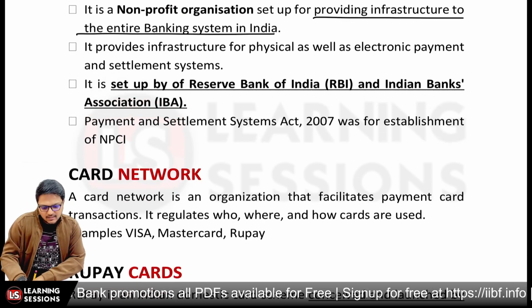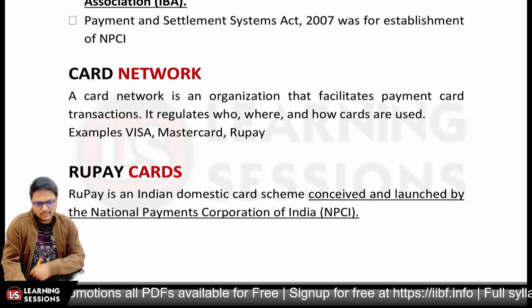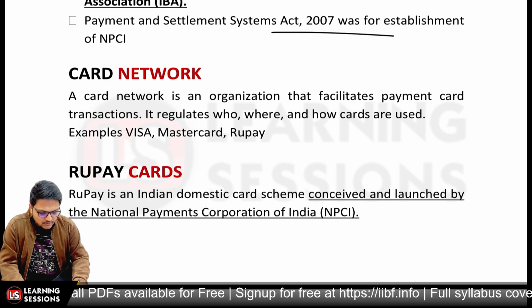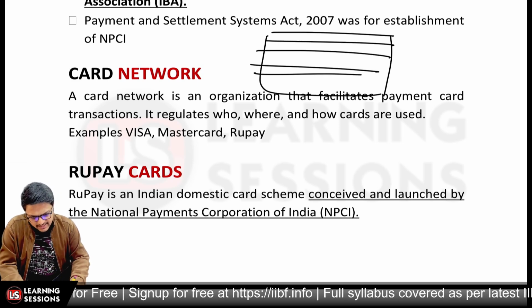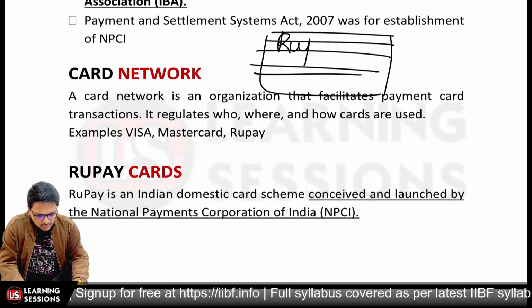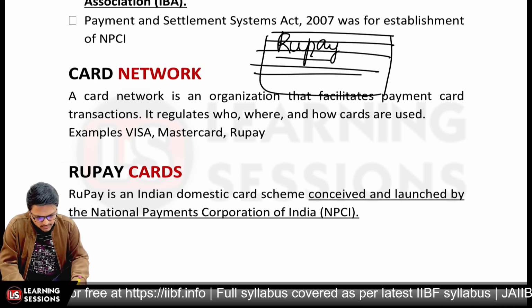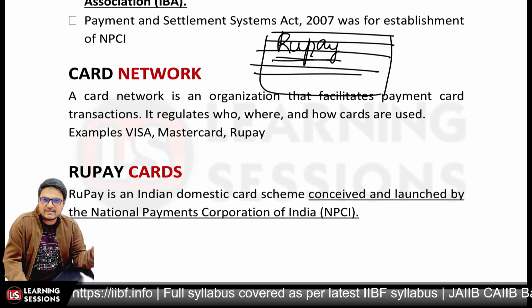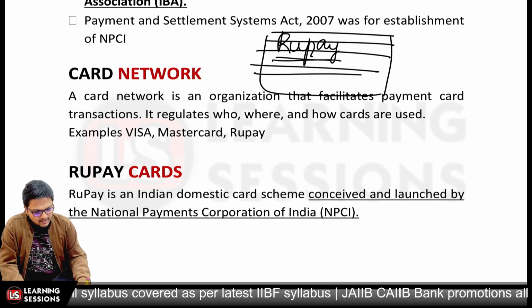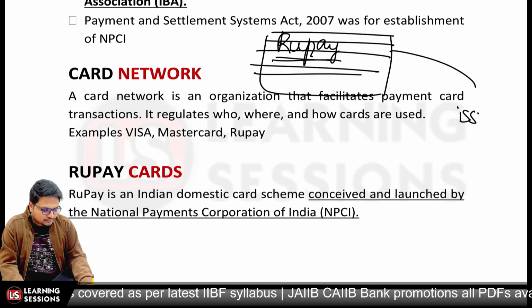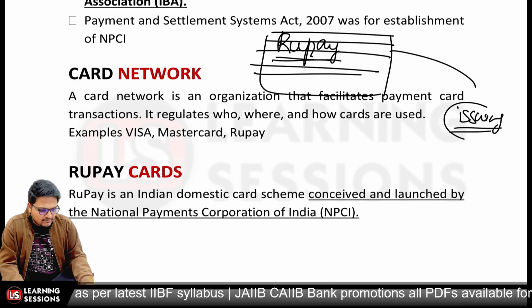Now let's understand the card network. What is actually a card network? Like I told you, we have the RuPay card network, the Visa card network, and the MasterCard network. That's a card network. Let's say we are talking about the RuPay card network. It's an organization which facilitates payment card transactions. On one side we have the issuing banks.